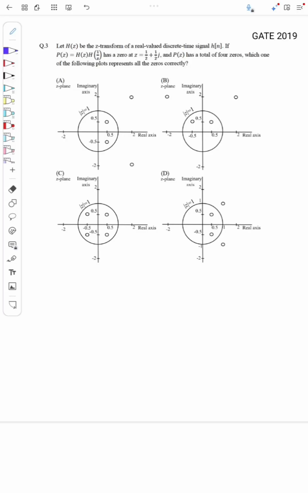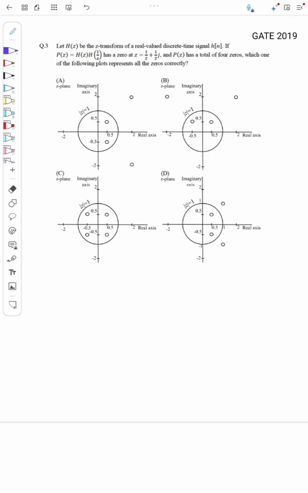Yeah, so this is a question from GATE 2019. The question is, let H(z) be the z transform of a real valued discrete time signal h[n]. If P(z) = H(z) H(1/z) has a zero at z = 1/2 + 1/2 j, and P(z) has a total of 4 zeros, which one of the following plots represent all these zeros correctly?